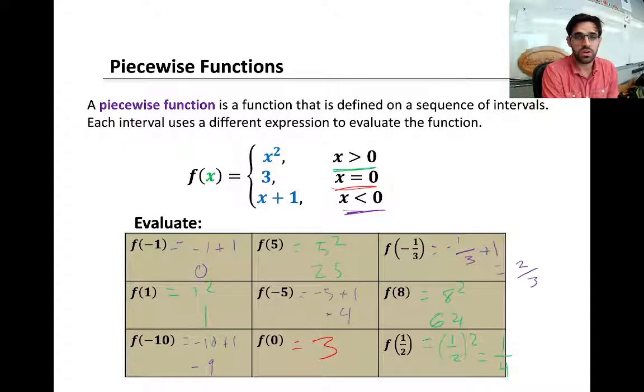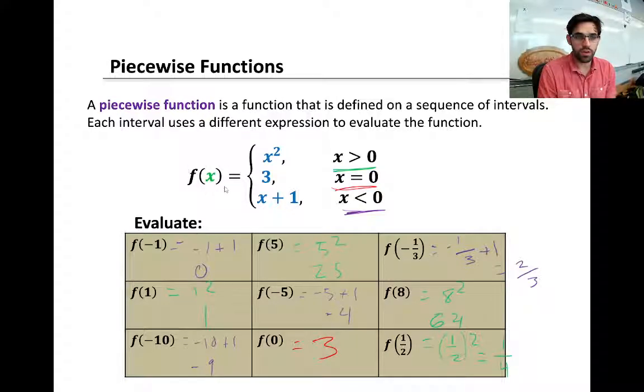So a piecewise function is a function that has a different expression depending on different intervals of inputs. For example, if this is a piecewise function, f of x is defined as x squared if the input is a number greater than 0, or f of x is equal to 3 if the input is equal to 0. So if the input is 0, then the 3 is just the answer.